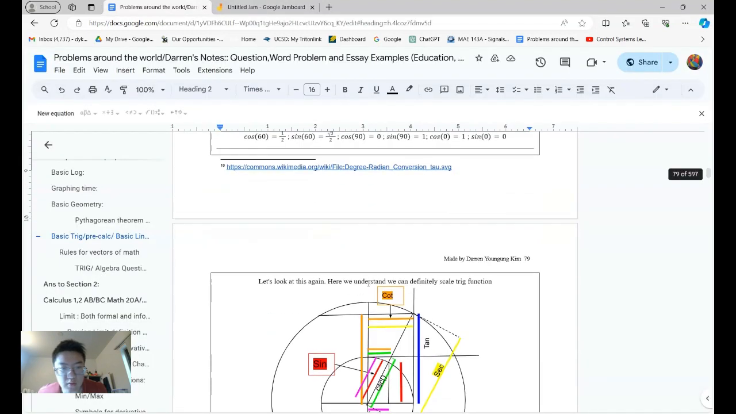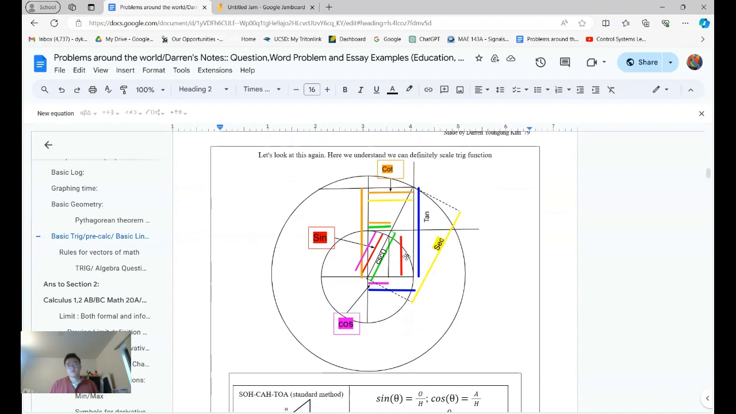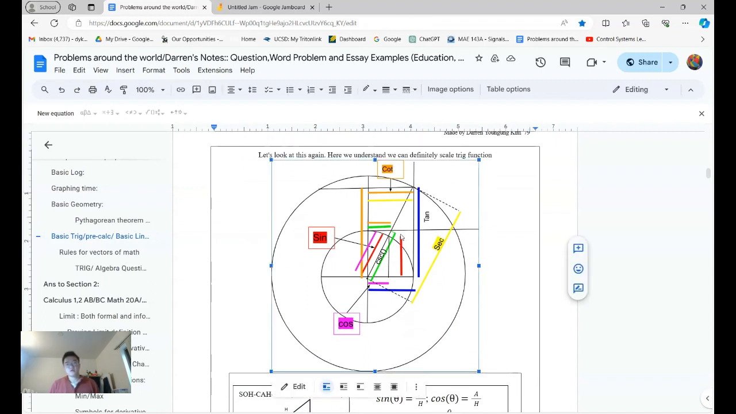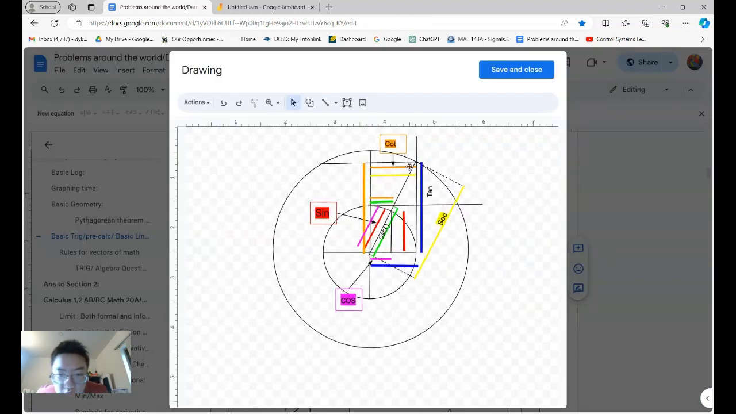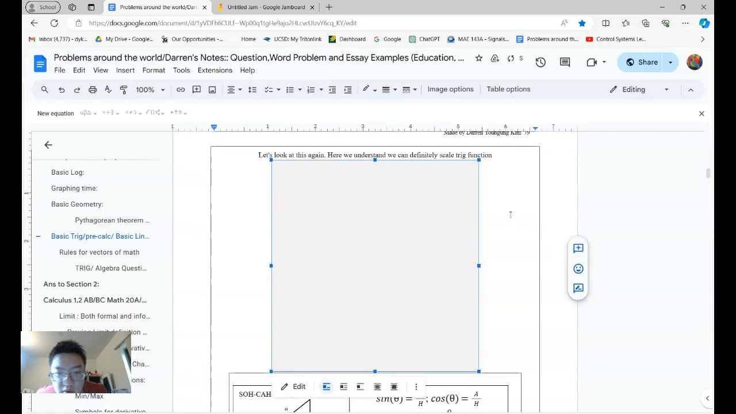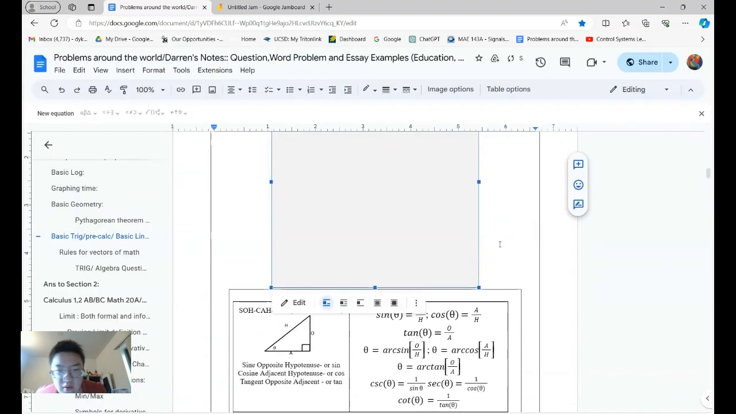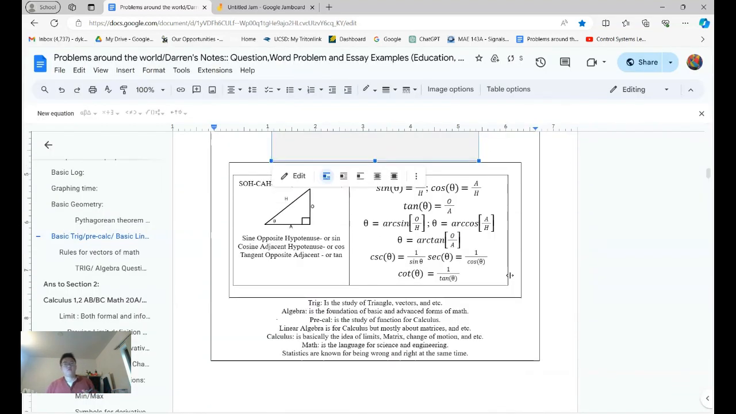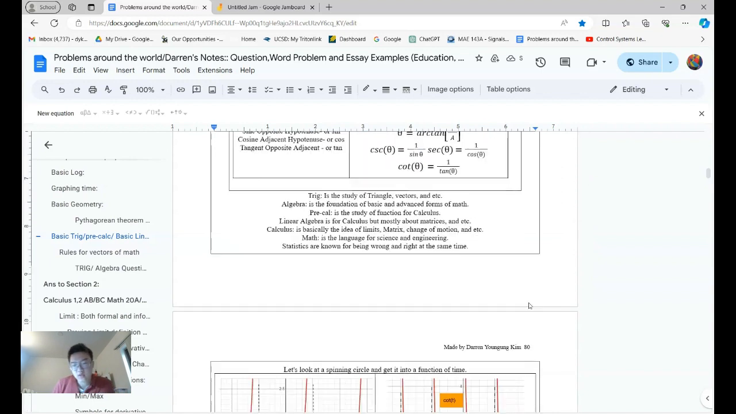Now, what else do I want to put in here? Oh yeah, this is actually wrong, because this is actually like something like this, I believe. Something like that is actually the right answer. I'll fix this later. That's not hard to fix.